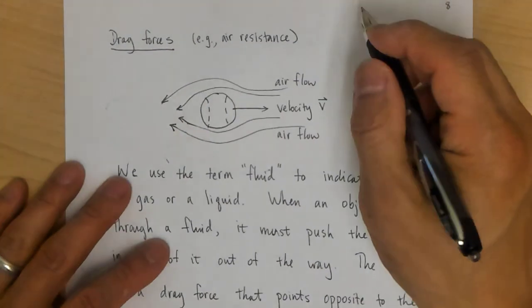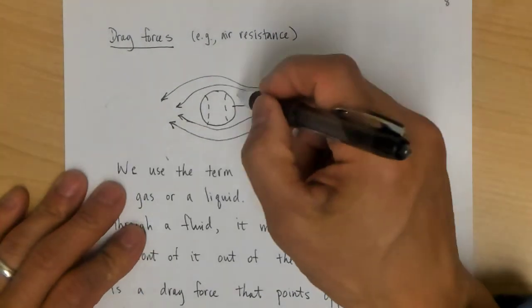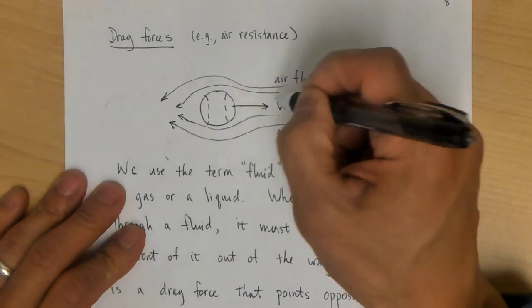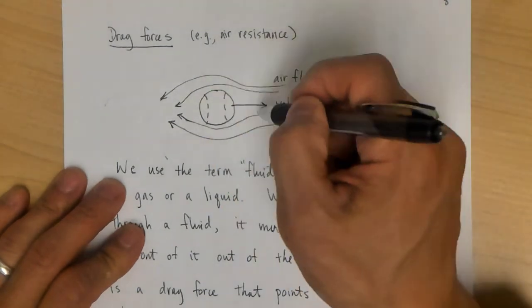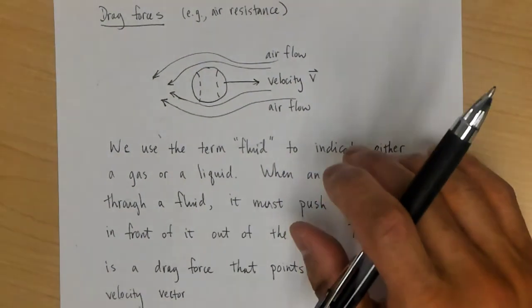All right, the next topic we'll talk about is drag forces, or air resistance. So we're going to consider a baseball moving with some velocity, and there's airflow that goes around the baseball that actually slows it down as it's going.